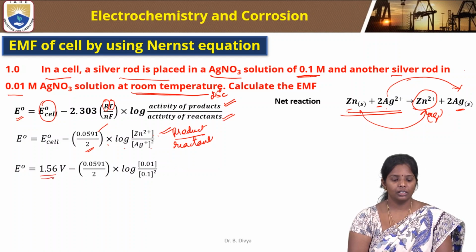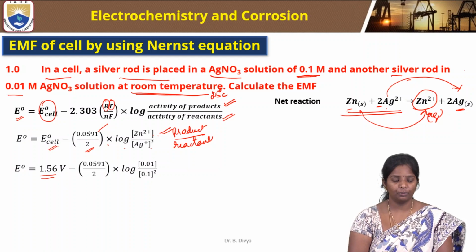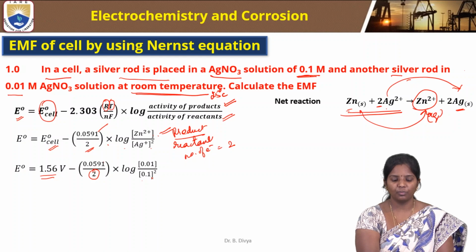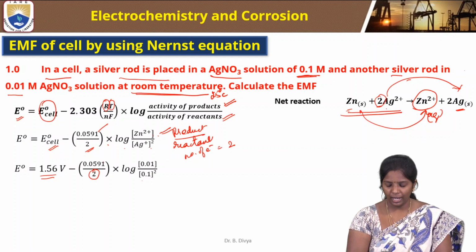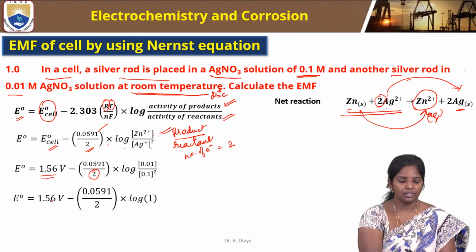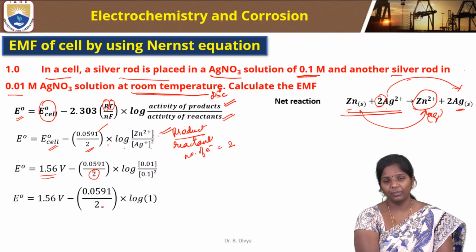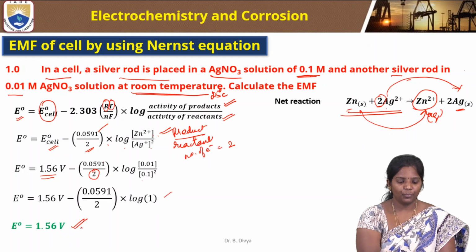Now if you see this, the standard E0 cell is given as 1.56 volt, and after substituting here, N is 2, the number of electrons is equal to 2, and log 0.01 by 0.1 square. Here the concentration is squared because of the 2. After recalculation we get 1.56 volt minus 0.0591 by 2 into log 1. So after recalculation, we get 1.56.